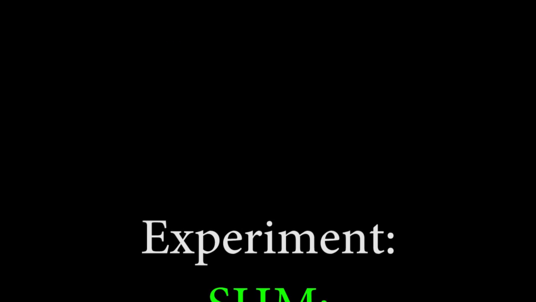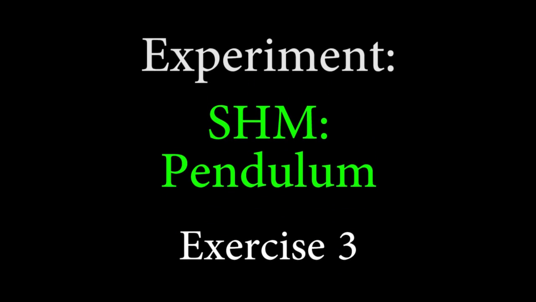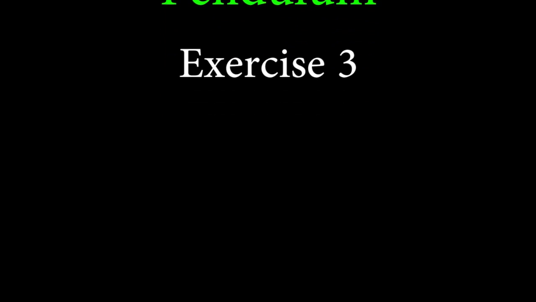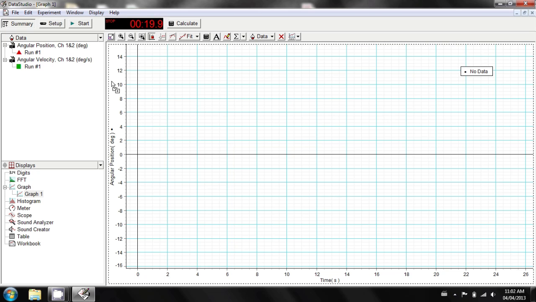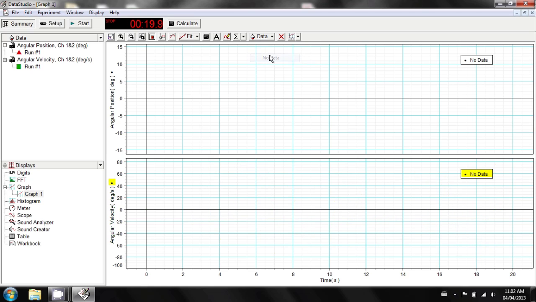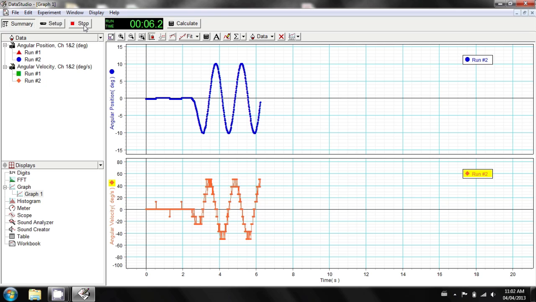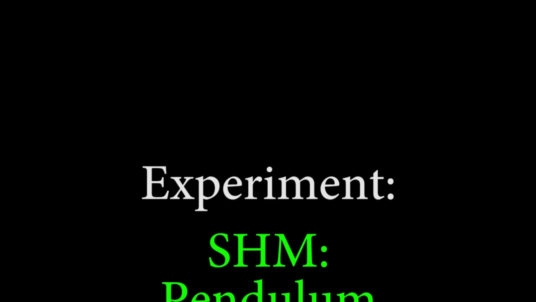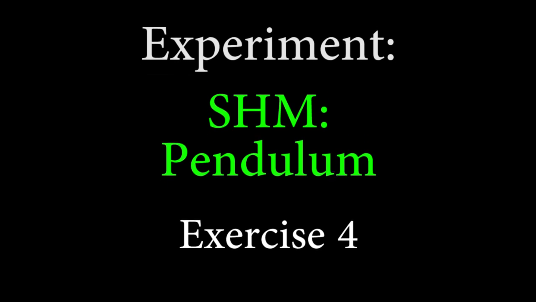In exercise 3, we'll be investigating the relationship between angular position and angular velocity. Drag the angular velocity into your graph so that both angular position and angular velocity are visible. Uncheck any previously displayed data, press Start, and capture several oscillations. Note the phase difference.